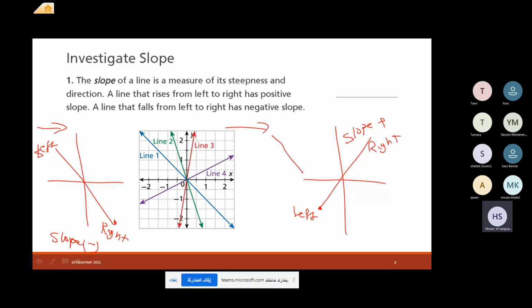Thank you. Line 3. Yes, Yajuri. Bravo. And line 4. Yes, Hala. Look at it from the right. It will be positive. So line 1 and 2 have a negative slope. 3 and 4 have what? Positive.